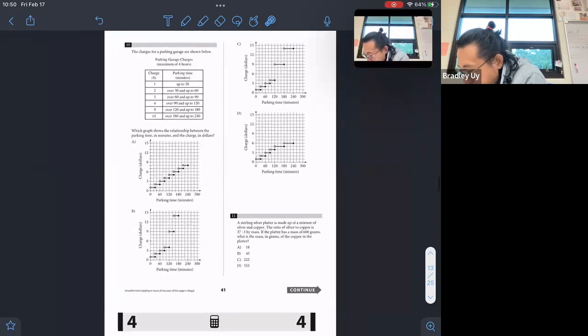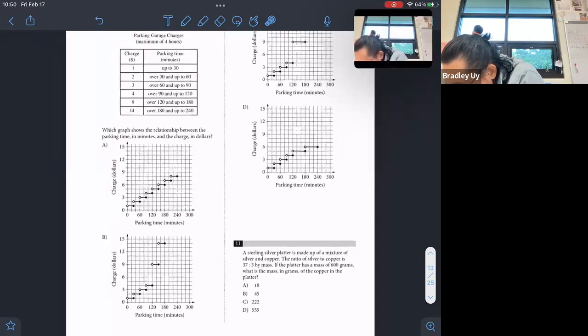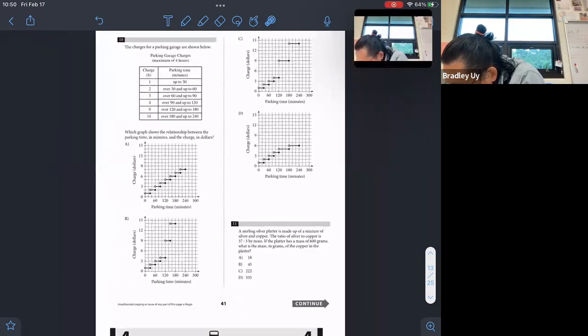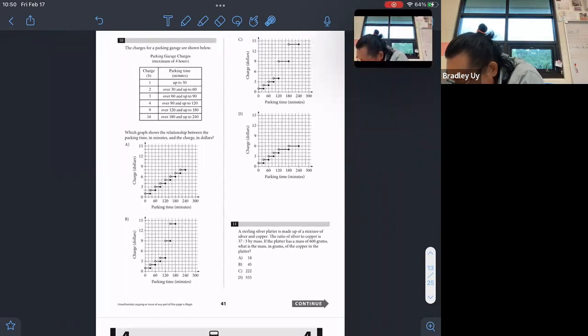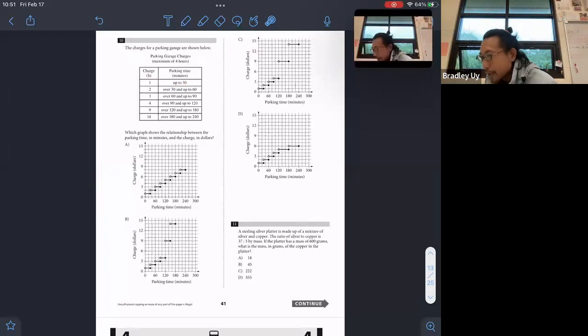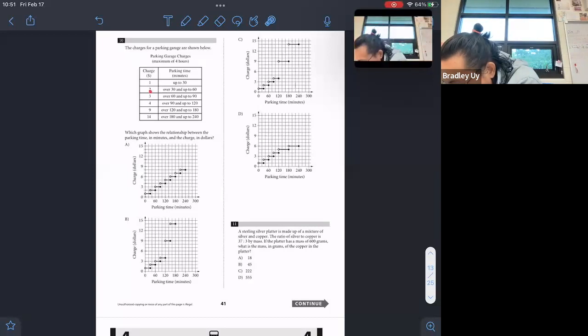Number 10. Okay, the charges for a parking garage. Up to 30 minutes. So notice this is a discontinuous graph because it will jump. If you go from 30 up to 30 minutes, 30 minutes or less, you're going to pay $1. But if you just went a little over 30 minutes, meaning 30 minutes and 2 seconds, you are now going to be charged $2.